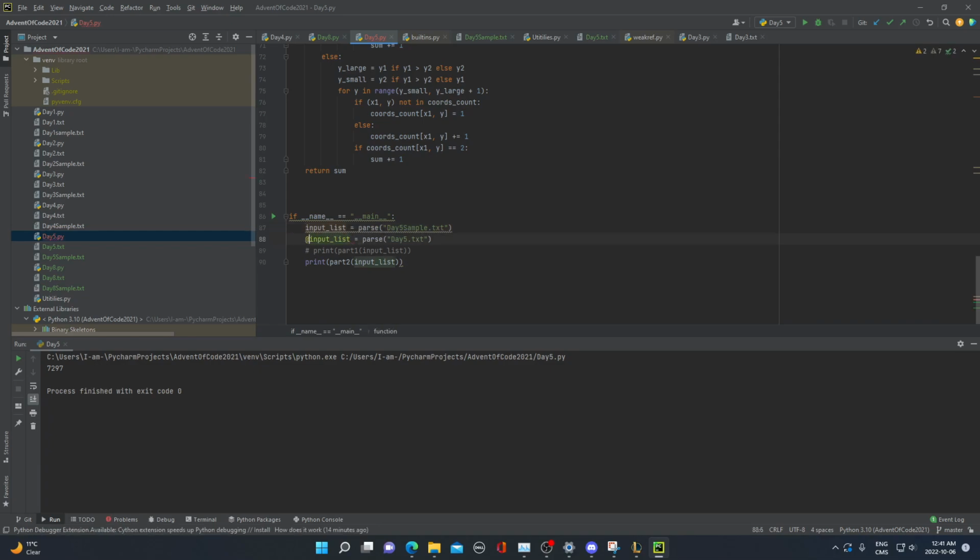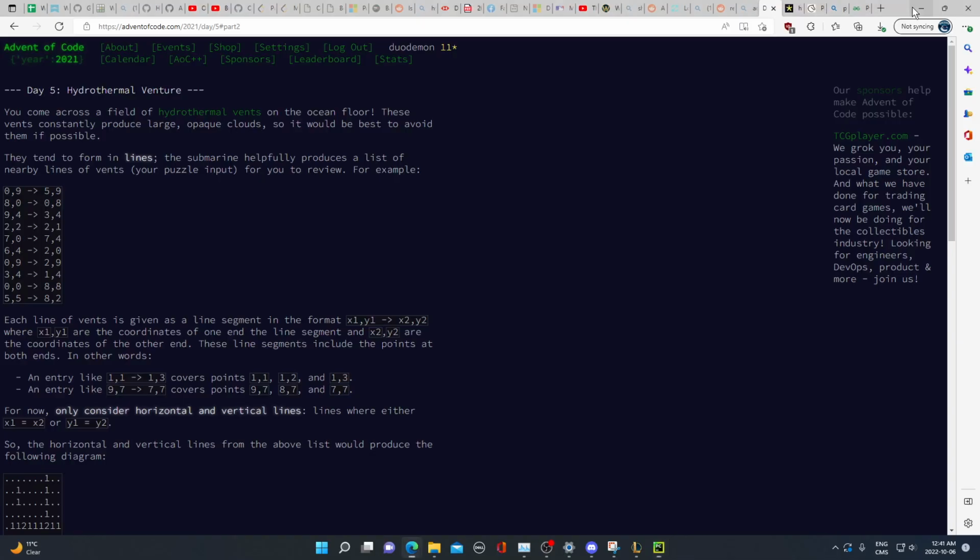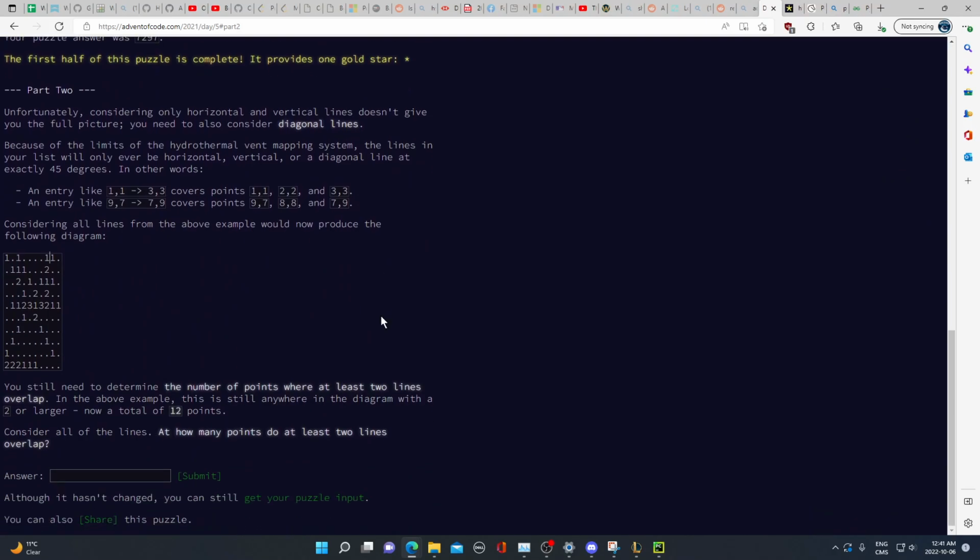Okay. So we're here for the sample text. Let's go. 84. Does that seem correct? That looks like a good answer. Still anywhere in the diagram with a 2 or larger, now a total of 12 points. That does not look correct. What did I do wrong here?